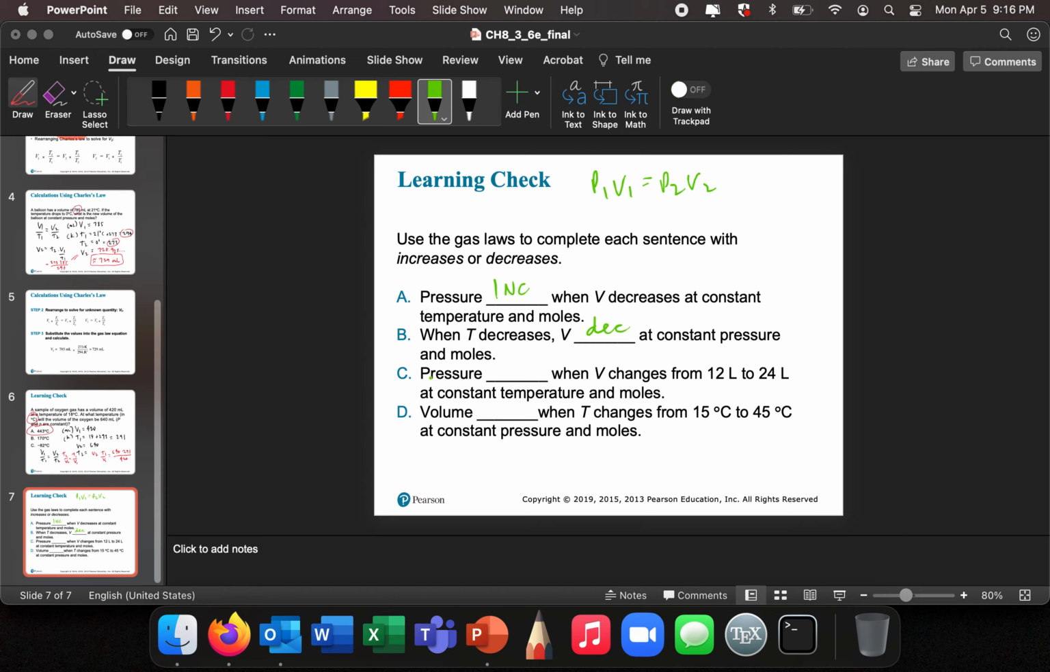Right? What about pressure when volume changes from 12 to 24? When volume goes up, this is going to decrease, right? Because pressure and volume do opposite. They are inversely proportional. And then what about volume and temperature? When temperature changes from 15, when temperature goes up, volume's going to go down. So it's going to be decrease. How do you spell decrease? D-E-C. Okay? I hope that's what you got. If not, then get with me and we'll talk about these at whatever level you're at. Good luck.